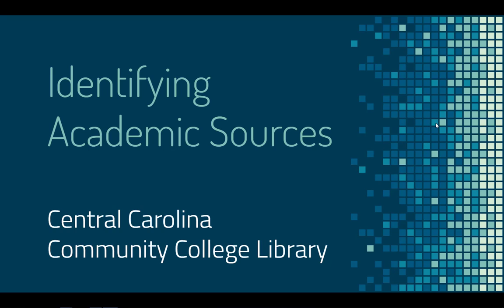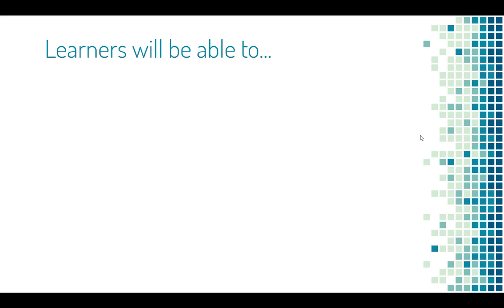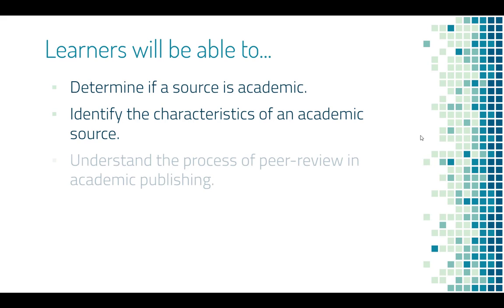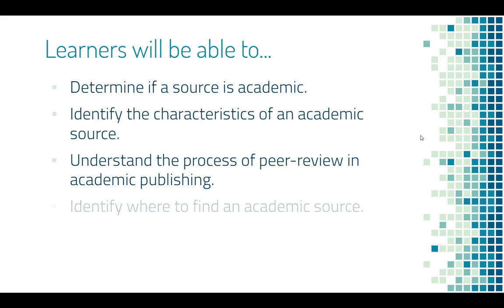This is Identifying Academic Sources, where we will go over how to identify and find academic sources. At the end of this module, learners will be able to determine if a source is academic, identify the characteristics of an academic source, understand the process of peer review in academic publishing, and identify where to find an academic source.